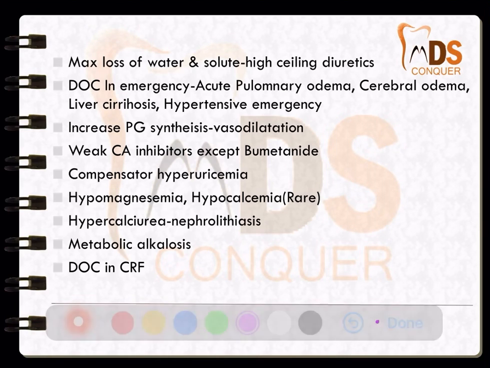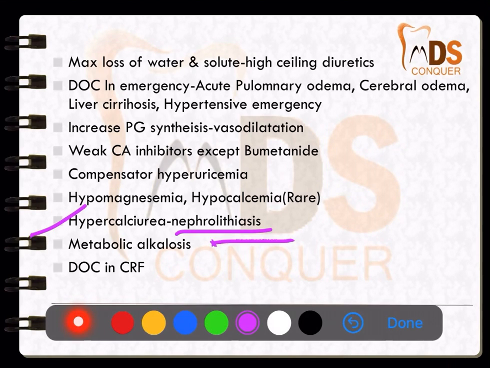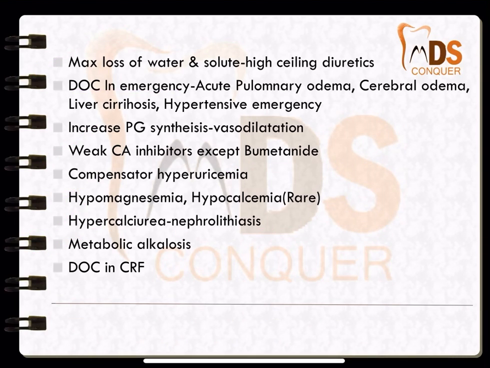It causes hypercalciuria and nephrolithiasis, it causes hypomagnesemia, and it causes metabolic alkalosis. They are weak CA inhibitors as well, except bumetanide. There is maximum loss of water and solute, so they are the drug of choice in emergencies like pulmonary or cerebral edema.